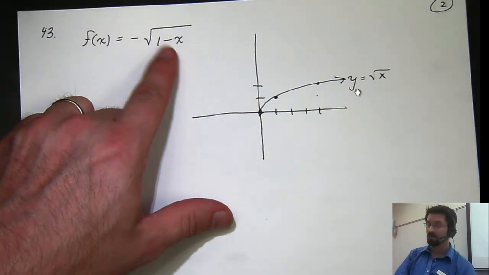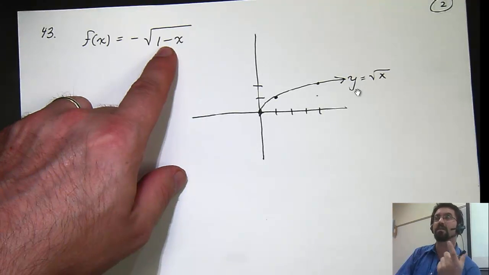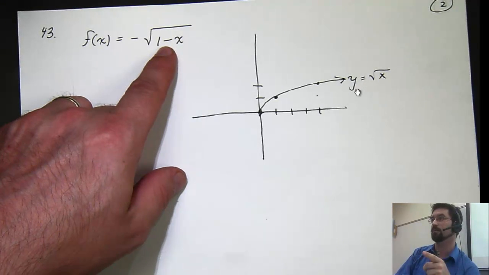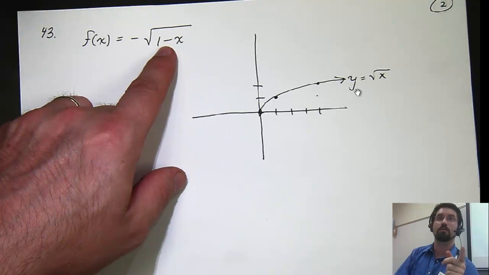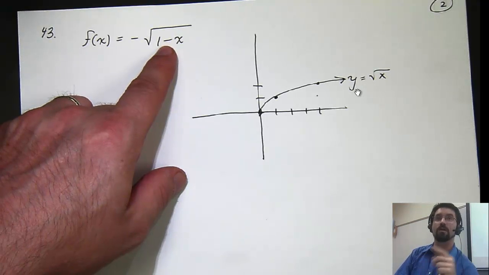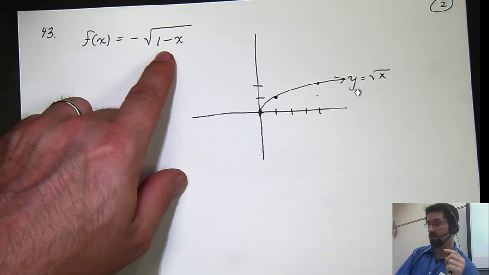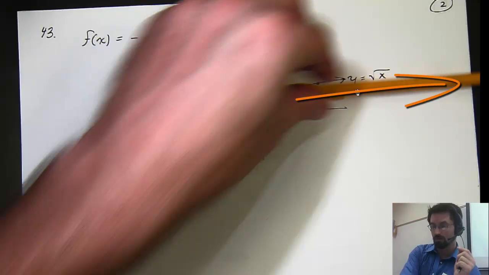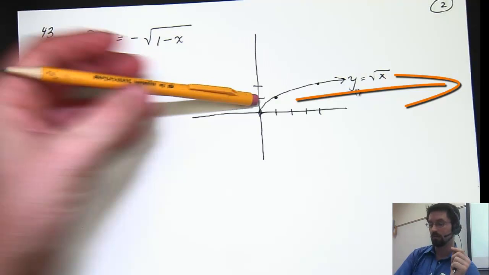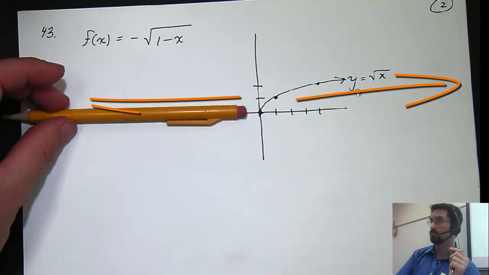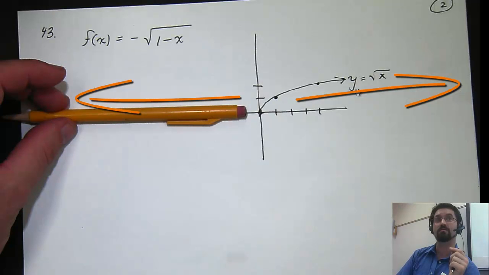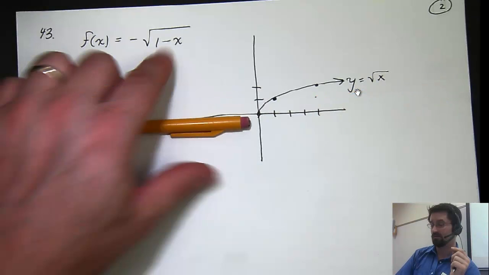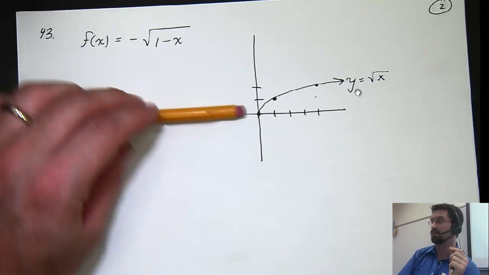The first thing I do is ask myself, what does a negative inside do? Anything inside affects the input, which means it affects it in a left-right way. So a negative on the inside is going to take this thing, which is pointing this way, and make it point that way. Does that make sense? Alright, so the negative inside makes it point the other way.